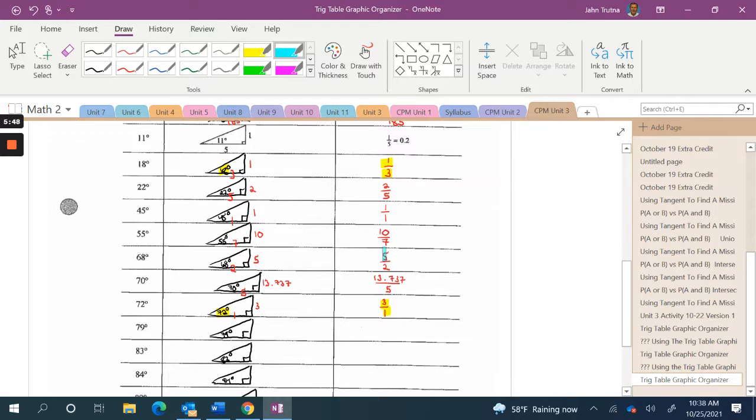Whoa. When I had 5 over 2 and the slope angle was 68, and I had 2 over 5 and the slope angle was 22, what's 22 plus 68? 90. Anybody see what's going on? Anybody see a pattern developing when I flip the slopes?